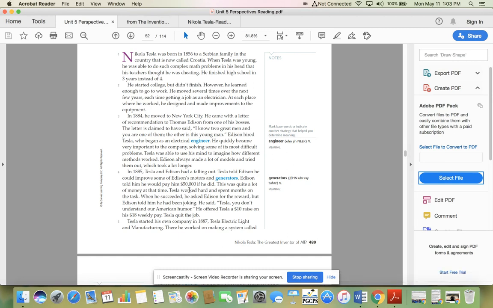So Tesla busted his behind. He worked hard and spent months on the task. And when Tesla succeeded, he asked Edison for the reward, but Edison told him that he had been joking. He said, "Tesla, you don't understand our American humor." So then he offered Tesla a $10 raise on his $18 weekly pay, and Tesla quit. So that became a very, very sore spot for Tesla. He became very bitter and angry about it.